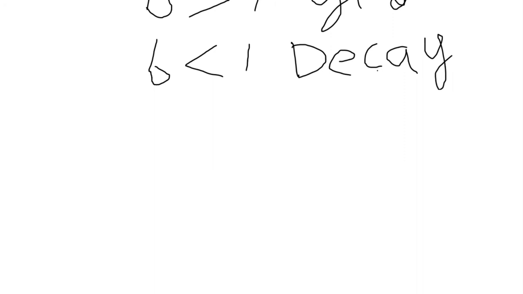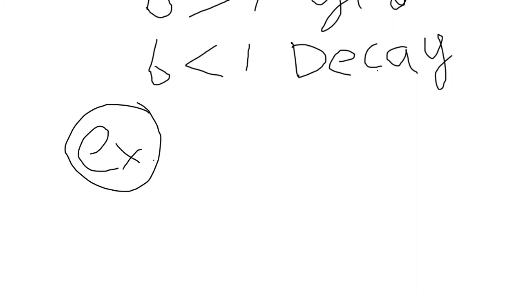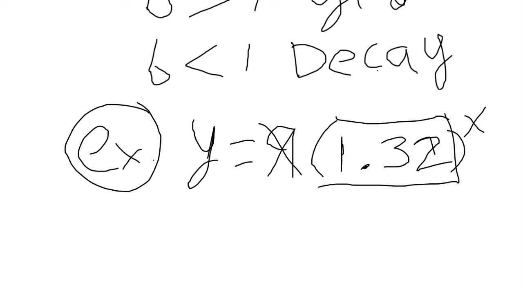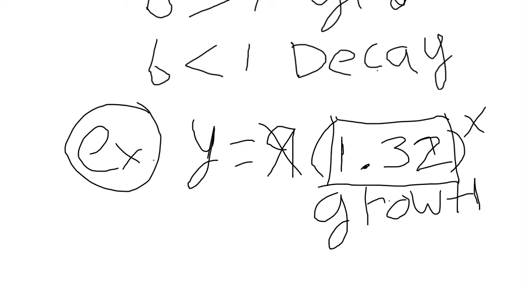So we'll do an example here, and we'll just say y equals, I'll just do some random a, who cares, let's call it 9. And then we'll say b is 1.32, and that's raised to the x. So again, we don't care about the a out here, we're just focused on the b value. And I can clearly see that 1.32 is bigger than 1, so we say, hey, this thing is an exponential growth function.